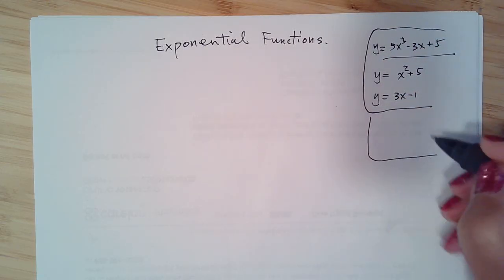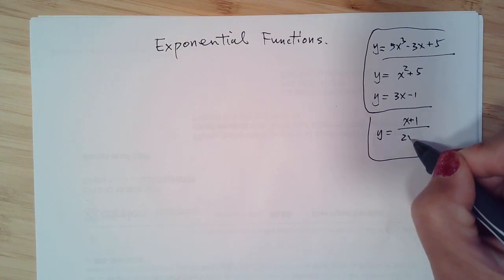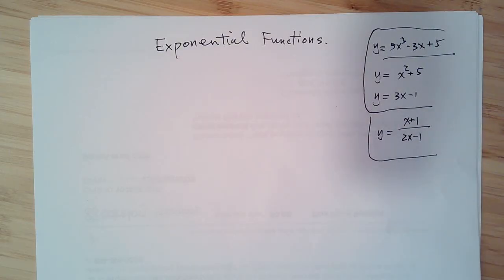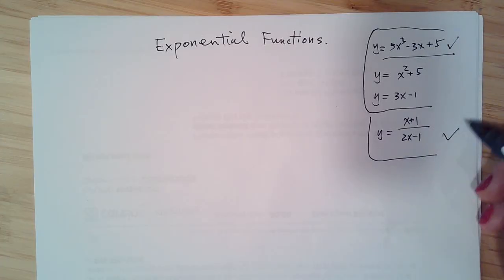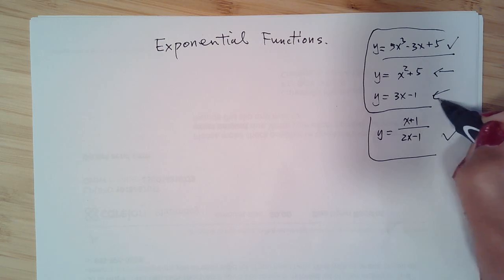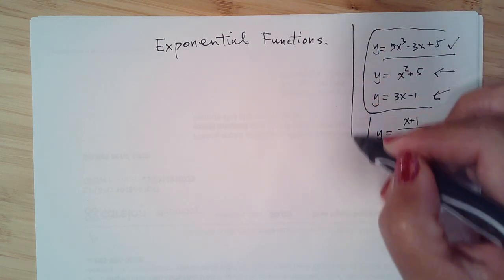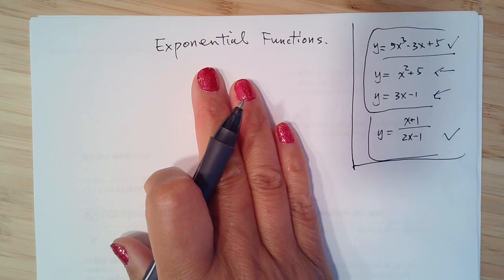And also we learned this: x plus 1 over 2x minus 1, rational, right? So we learned polynomial and rational, and inside the polynomial we learned quadratic and linear. Okay, so this is history. It's gone. Now today we're going to start this exponential function.